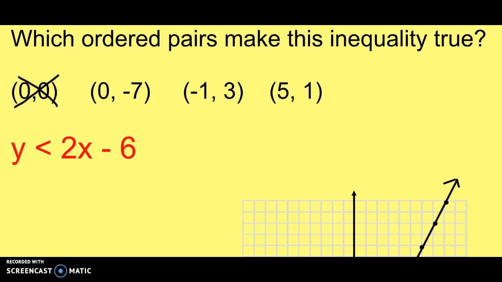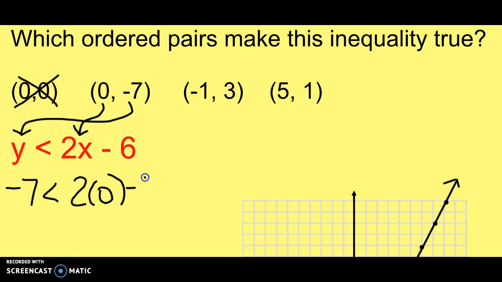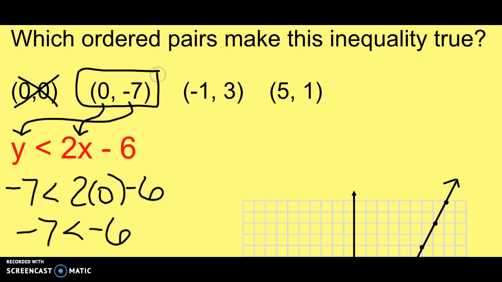Okay, how about 0, negative 7? All right, so we're going to plug in 0 for x, plug in negative 7 for y. So we get negative 7 is less than 2 times 0 minus 6. So let's work that out. Negative 7 less than negative 6. Yeah, negative 7 is less than negative 6. So 0, negative 7 is part of the solution.